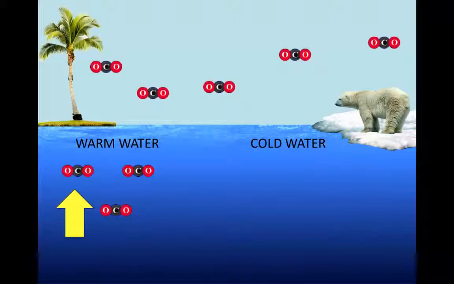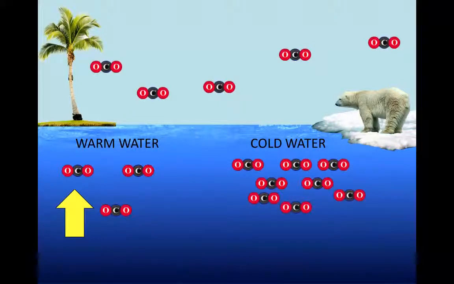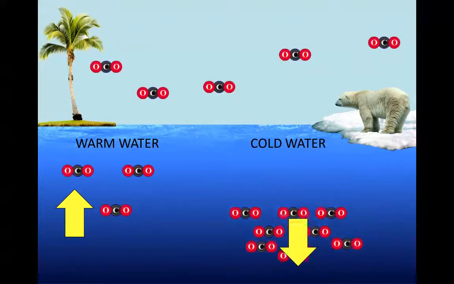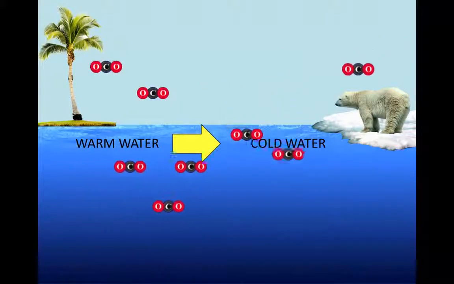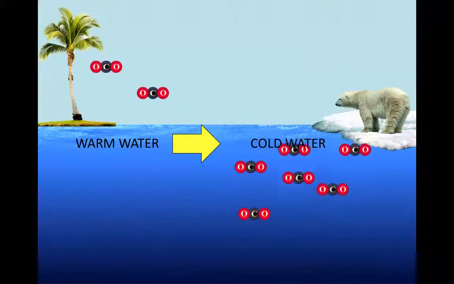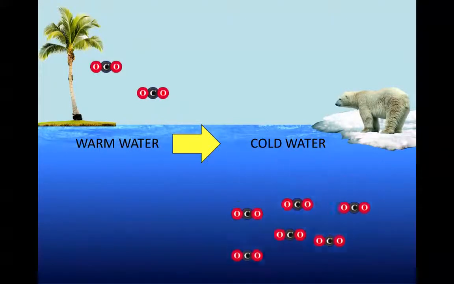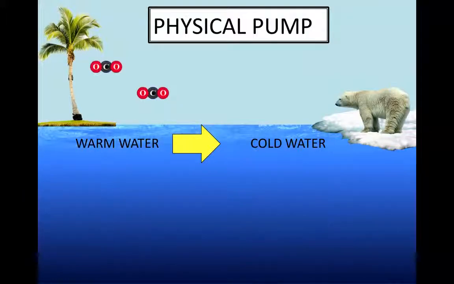But cold water is different. It is able to absorb considerably more carbon dioxide. Because of its density, cold water tends to sink, and it takes its carbon with it, deep to the bottom of the sea. As warm water from the tropics circulates towards the poles, it cools and fills with carbon dioxide from the atmosphere. Then it sinks, pumping more carbon into the depths below. This process is called the physical carbon pump.